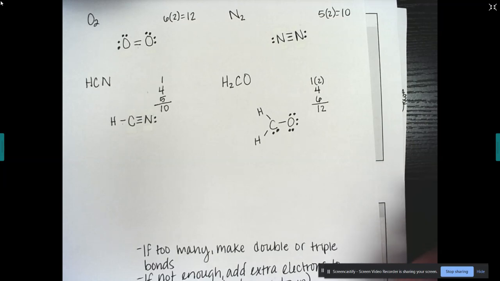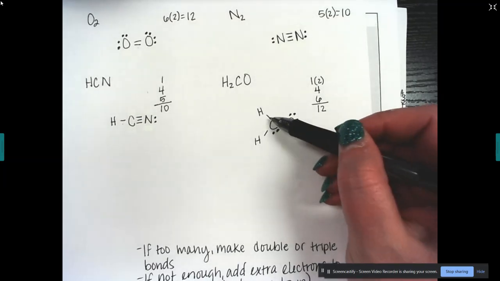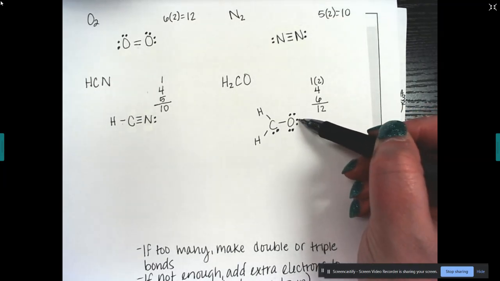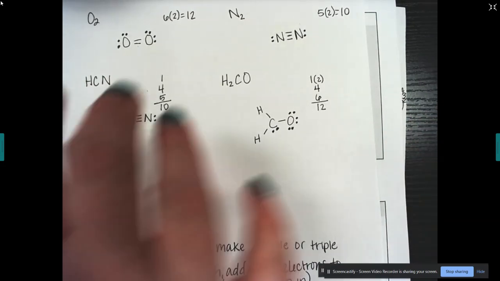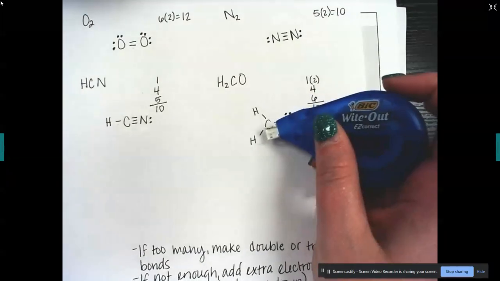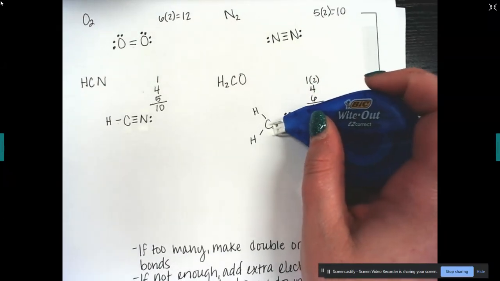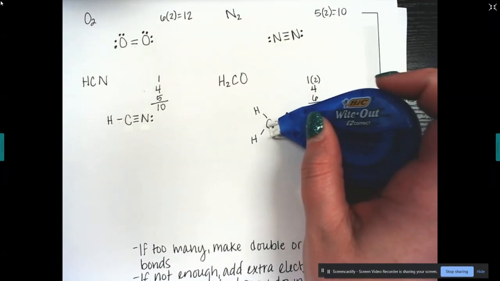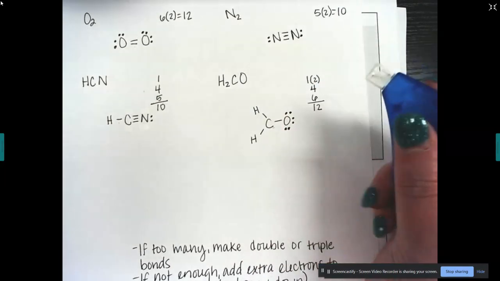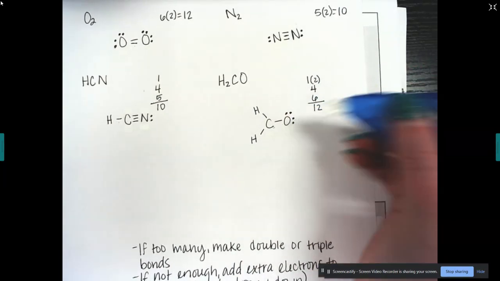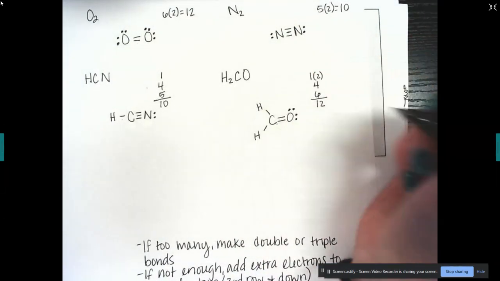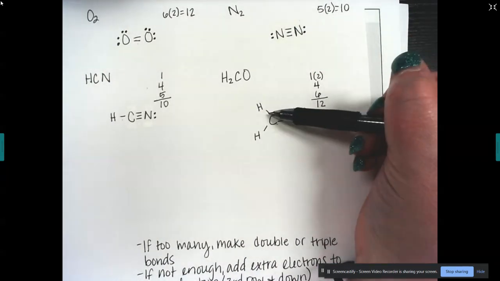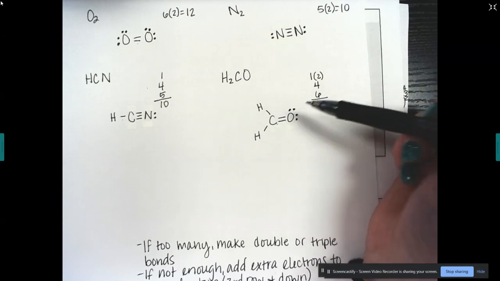All right, and then we count to see if we have 12. So 2, 4, 6, 8, 10, 12, 14. So what do we do? Yep, we're going to take away a pair from the carbon and the oxygen. So, and hope that that works because there's only one pair to take away from the carbon. Make a double bond. And so then you've got 2, 4, 6, 8, 10, 12.